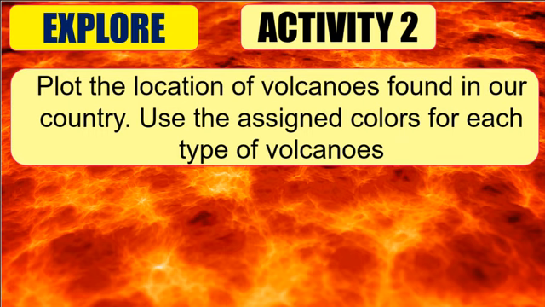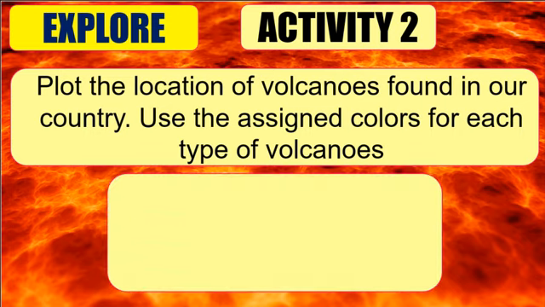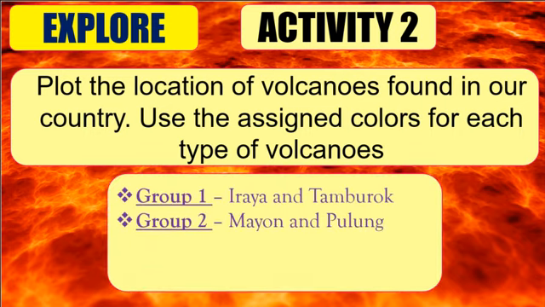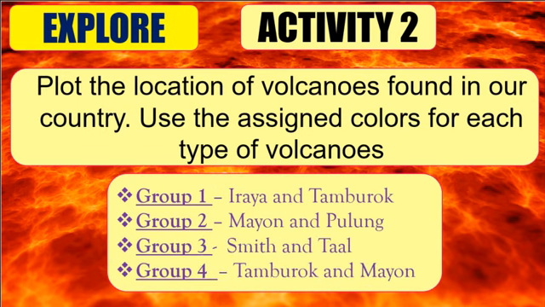So you have to use the assigned colors for each type of volcano. And I will teach you how to do that. So group 1 will work on Iraya and Tamborok. Group 2 will find the location of Mayon and Pulong. Group 3 is for Smith and Taal. And group 4 is for Tamborok and Mayon.